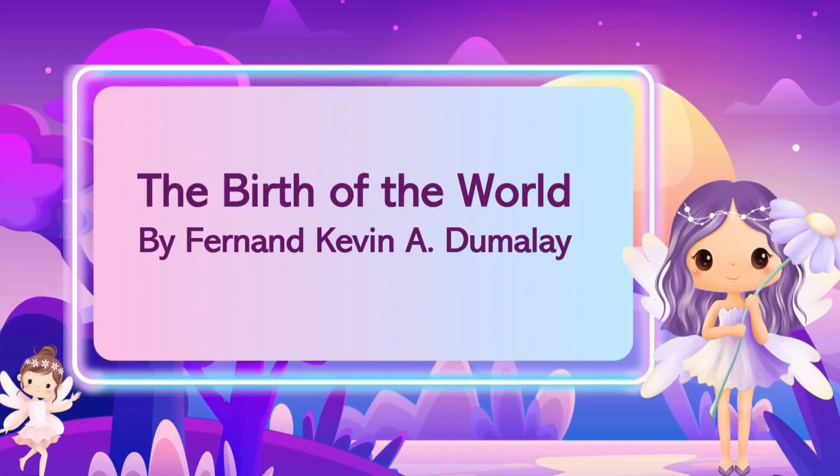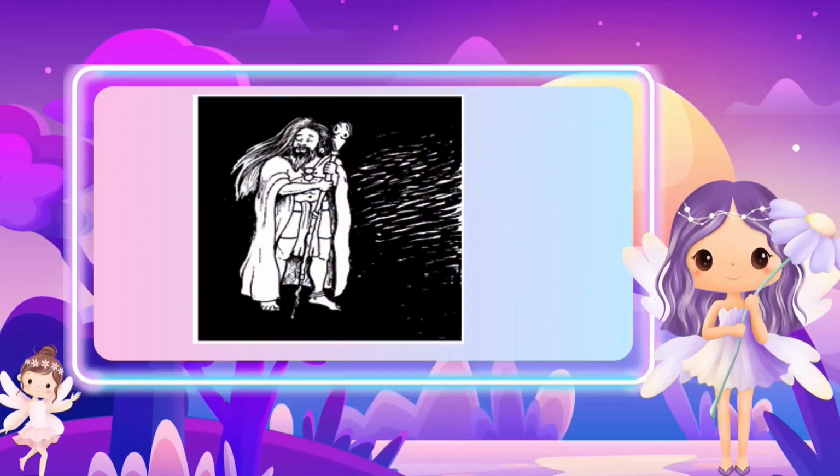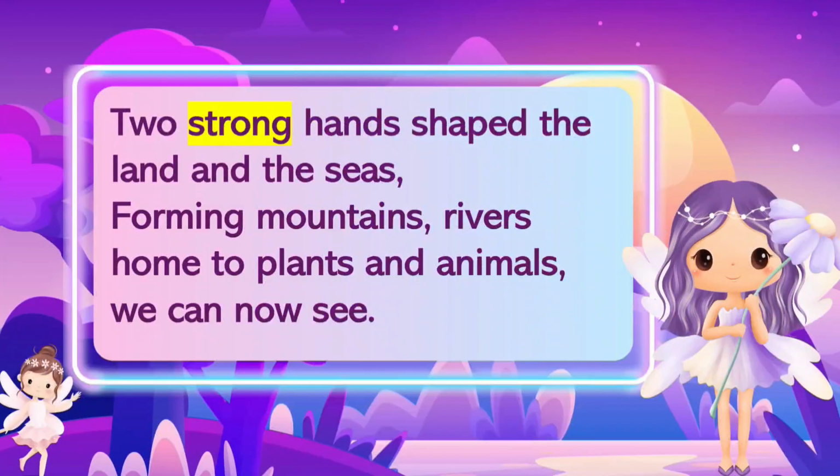Now let us read The Birth of the World by Fernand Kevin A. Dumalay. At first, no world was there, but Bathala wanted to make it fair. It was lonely and dark, so he created things with all his might. Two strong hands shaped the land and the seas, forming mountains, rivers, home to plants and animals we can now see.